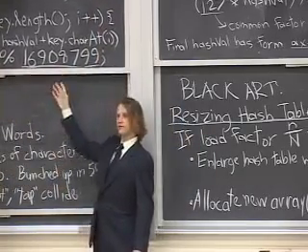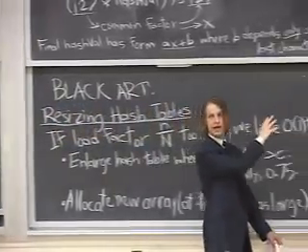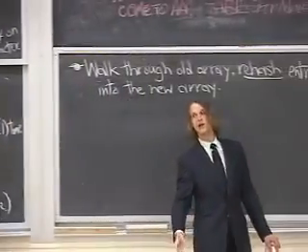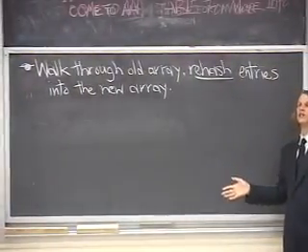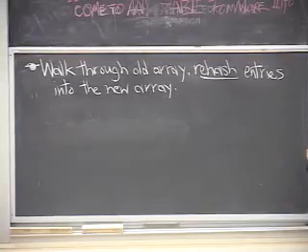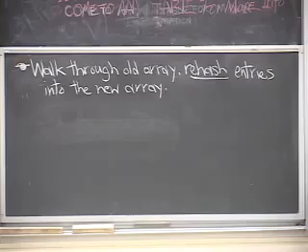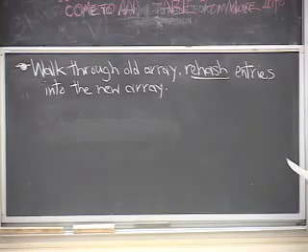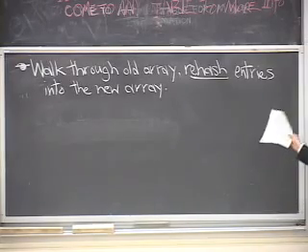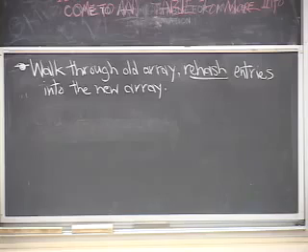You actually have to go through each item in the old hash table, recompute its hash code, compute its new compression function, and then move it into the new array into the right bucket for the new array. Any questions about that?